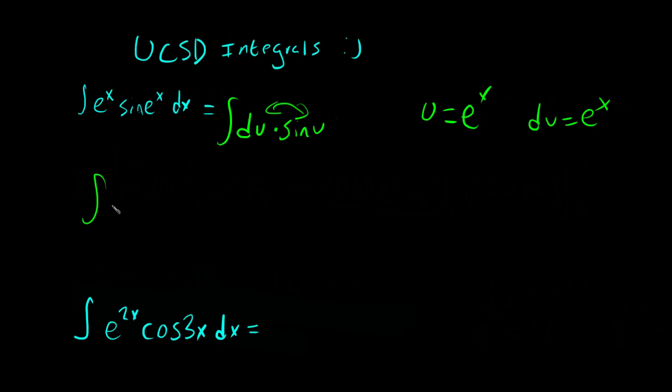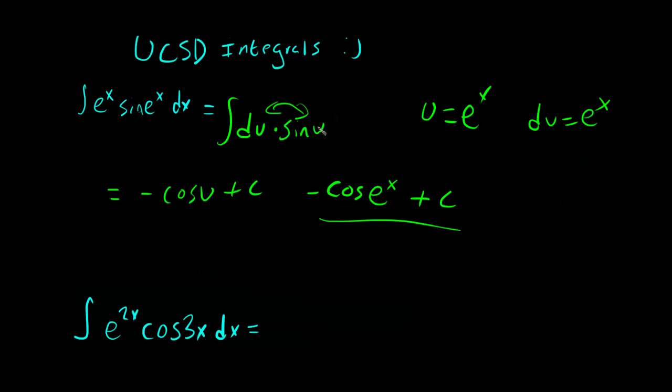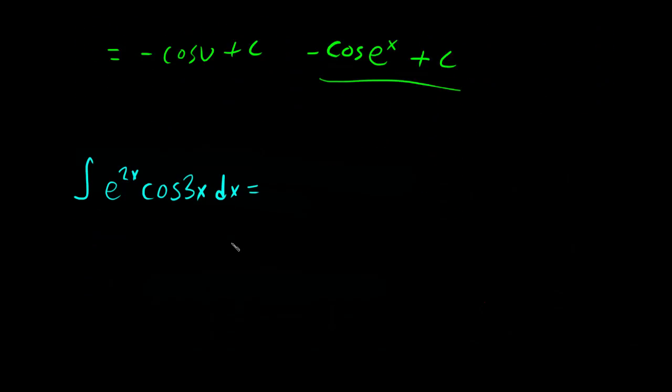is equal to negative cosine u plus c, or once substituted u back in, it's negative cosine e to the x plus c. This is your answer. So it's just really simple u substitution for that one.